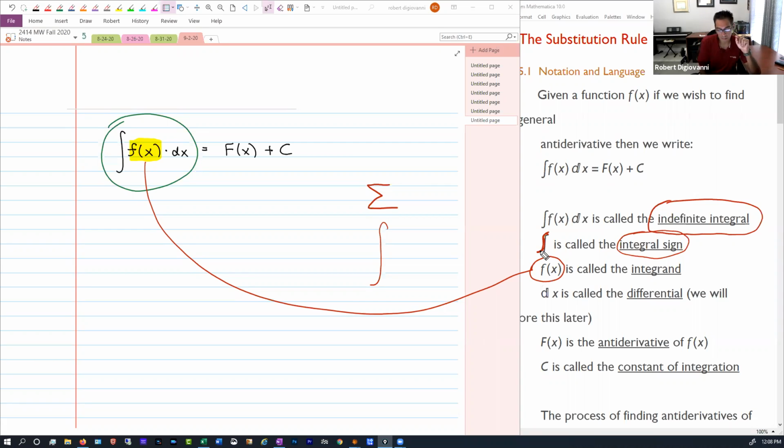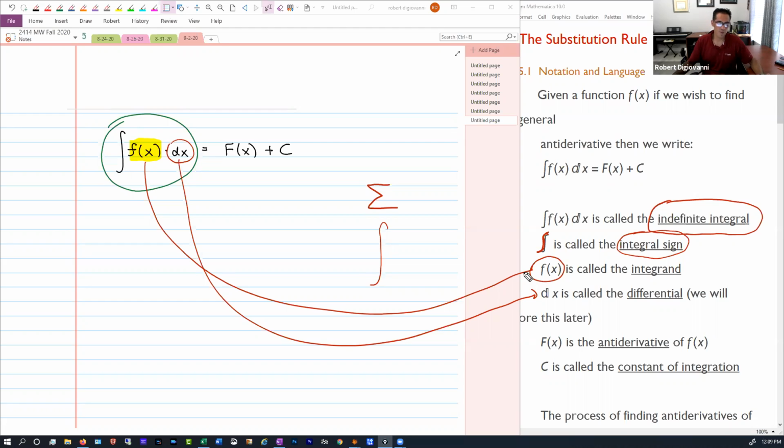Yeah, so look, this dx is the most difficult thing to explain to you right now. It's hard because we don't have the precise formulation of this yet, but here's the way I want you to look at this right now. This dx, which is called the differential, I want you to think about it as, right now, it's just keeping track of what your variable is, all right?